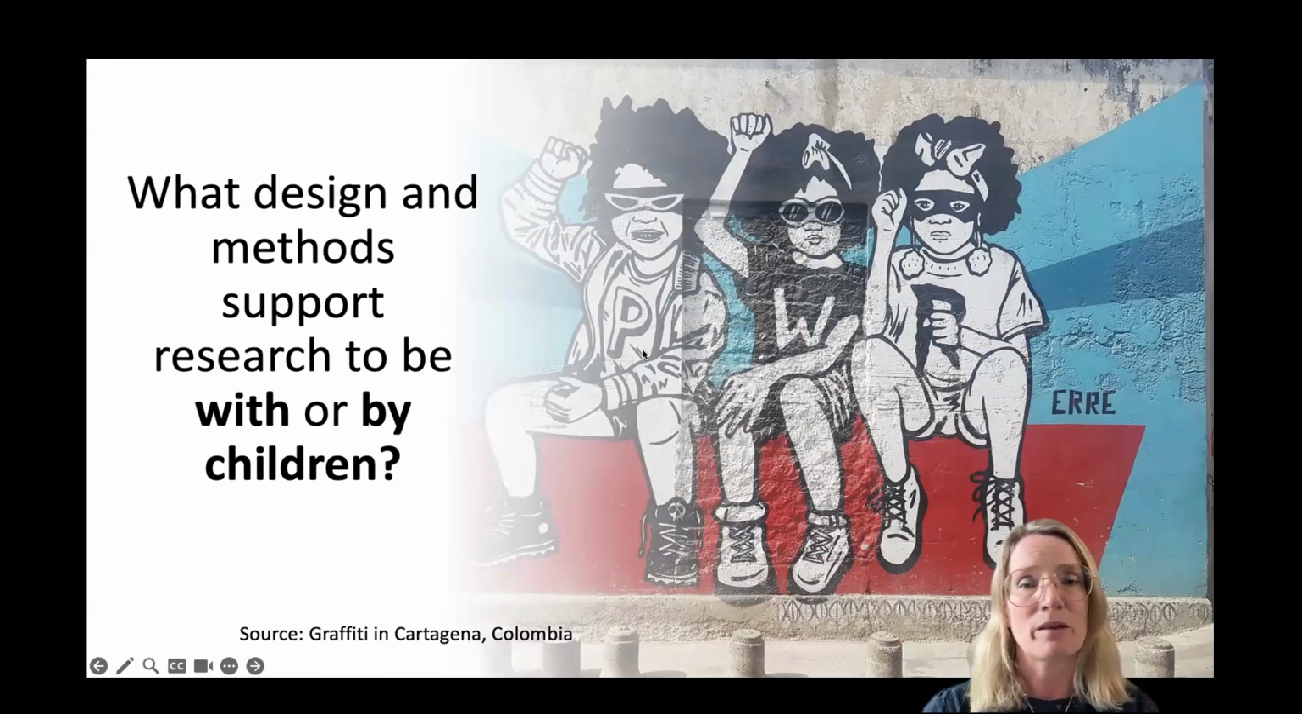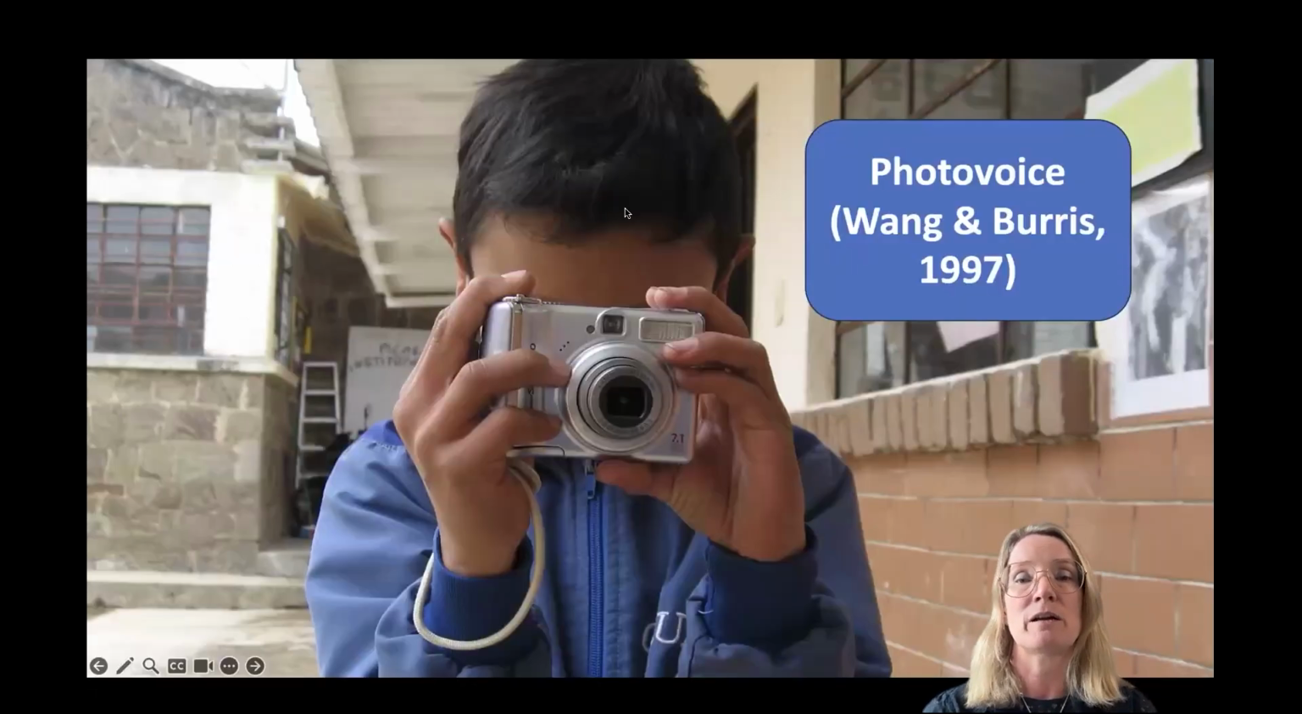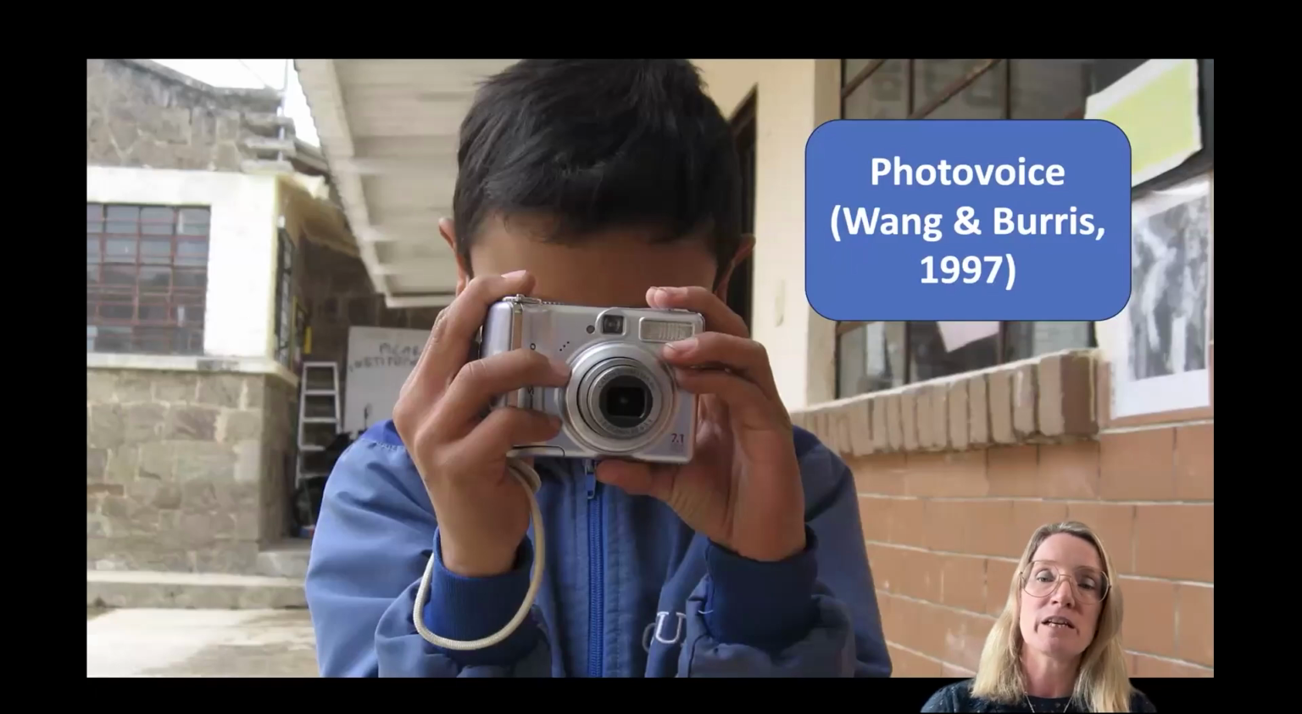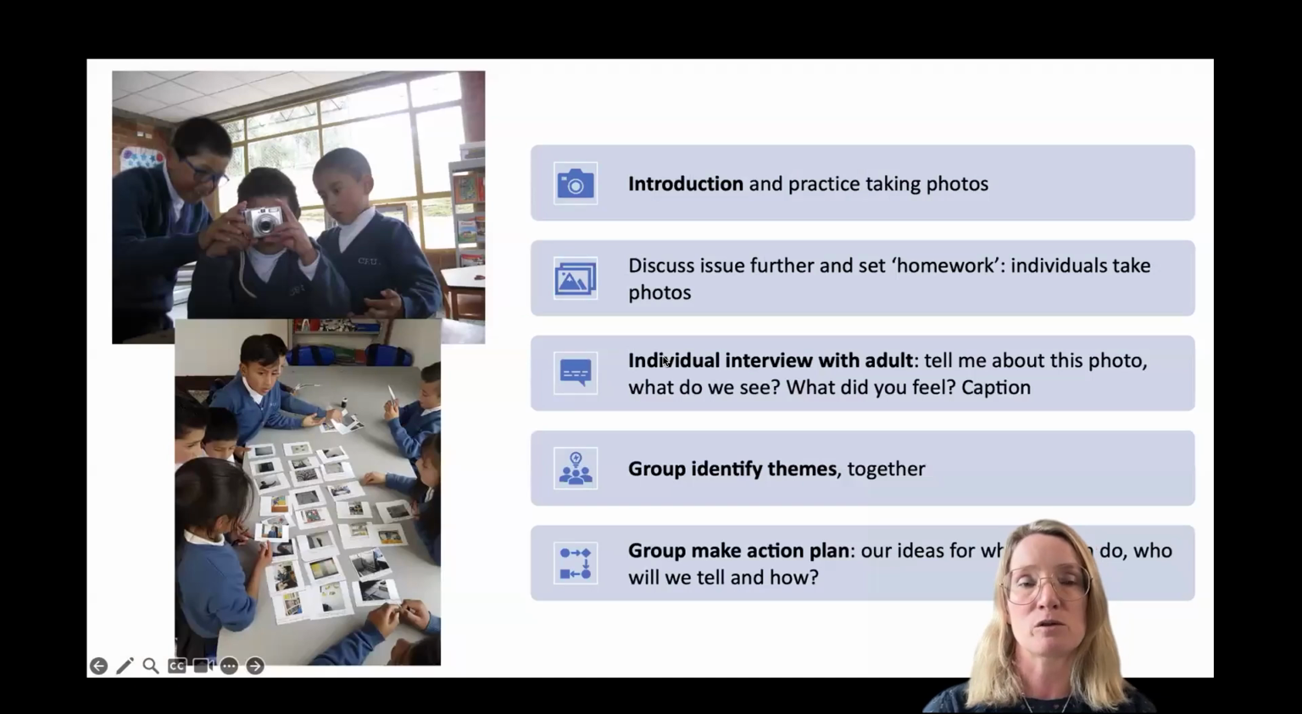And there are many different methods you could use. And I recommend you go to the NCRM Participatory and Collaborative Research MSIG page, where we have Padlets with resources and different methods. But the one I'm going to talk to you about here is PhotoVoice. So PhotoVoice was developed in 1997 by Wang and Burris, and it's been used with adults as well as children. It begins with an introduction where children get to practice taking photos, as you can see here in my photos.